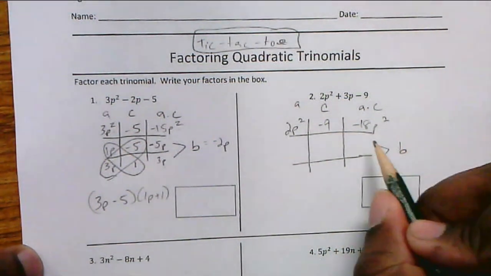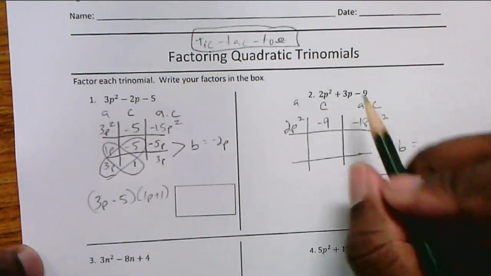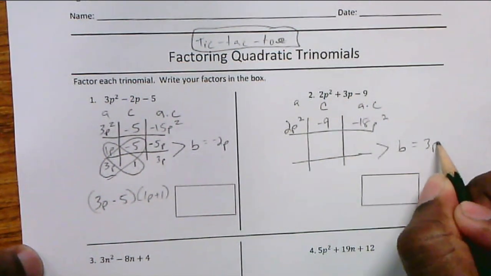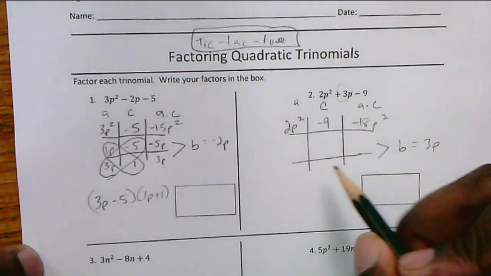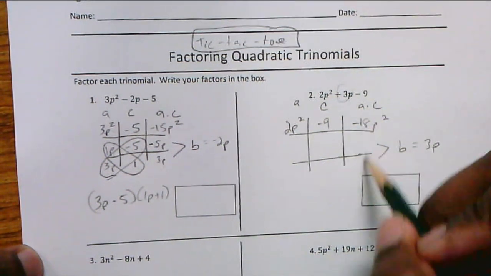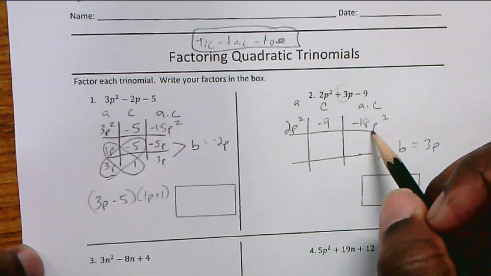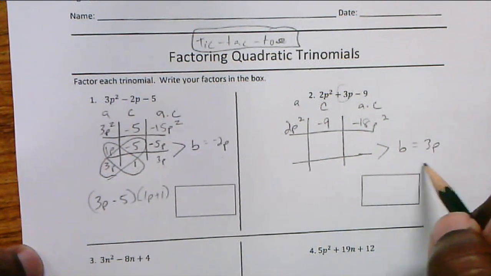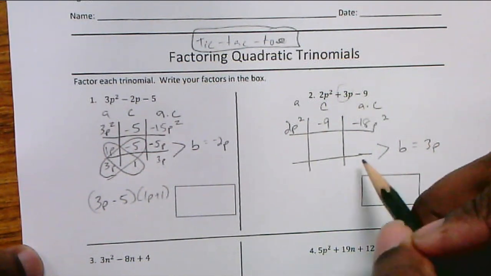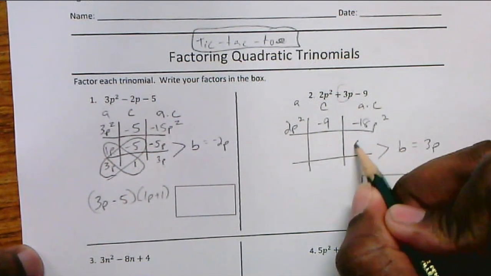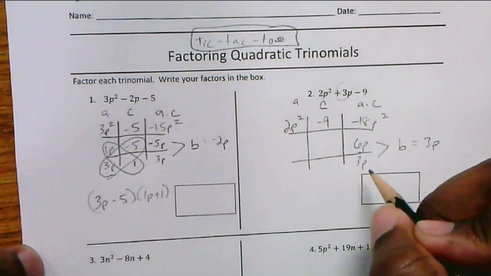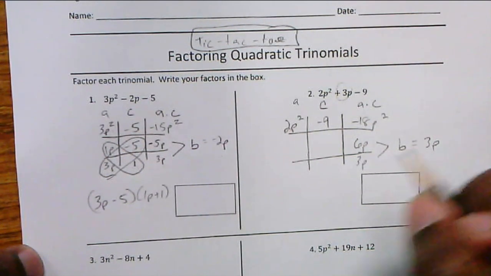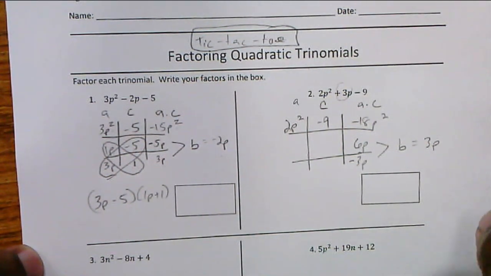So you're looking for numbers to multiply together to be that, and add up to be B, which is 3p. So the first column you do is this last column. You've got to figure out what multiplies together to be -18p squared, and also adds to be 3p. Pretty sure 6p and 3p will work. Or to add to be a positive 3, this needs to be a negative. And that multiplies up to be a -18, so that's true.